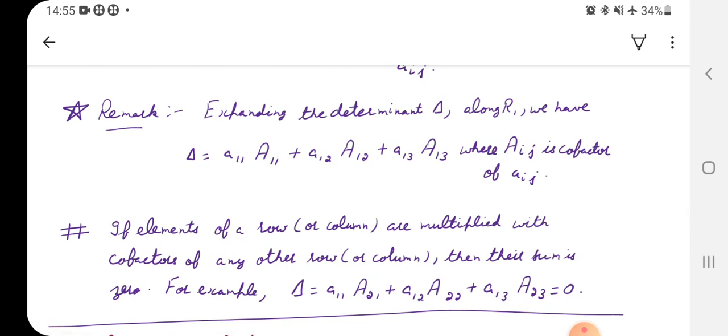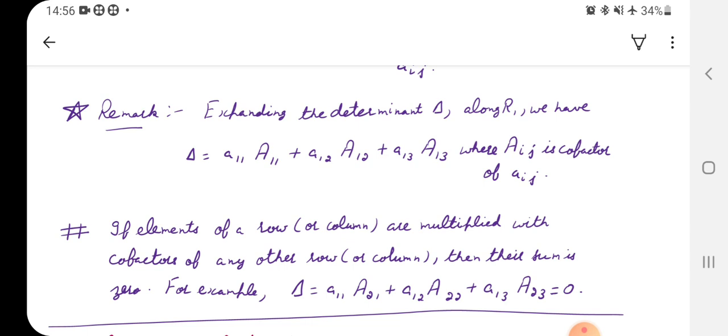Now an important remark based on this, they said expanding the determinant delta along R1, we will have delta equals to a11 capital A11 plus a12 capital A12 plus a13 capital A13. Whenever you will write the values of a11 capital A11, a12 capital A12, a13 capital A13, you will get your determinant back by expanding it through R1, right? So where capital Aij is what? It is the cofactor of small aij.